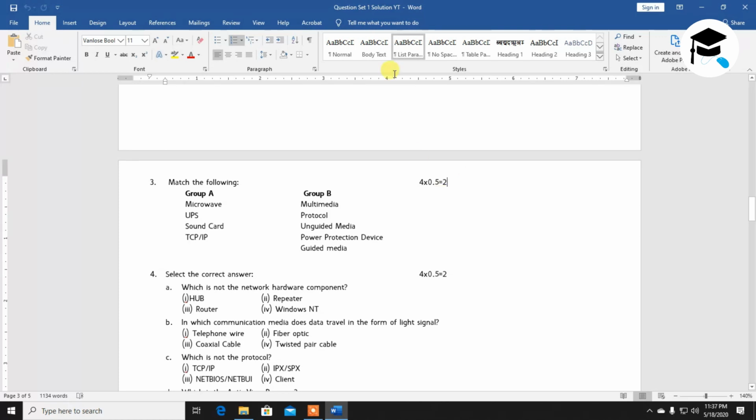Okay, now let's see the another question. Question number 3. Match the following. Two groups are given here, group A and group B. One extra term has been added here in order to confuse the students. Okay, but I know you are not going to be confused. See here, first question, microwave. By microwave you need to understand that it's transmission media.